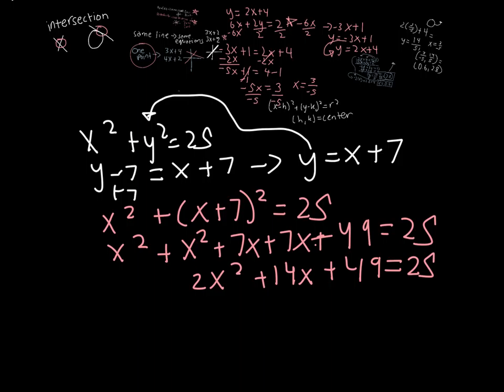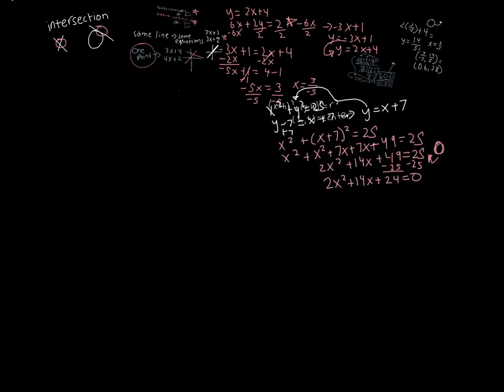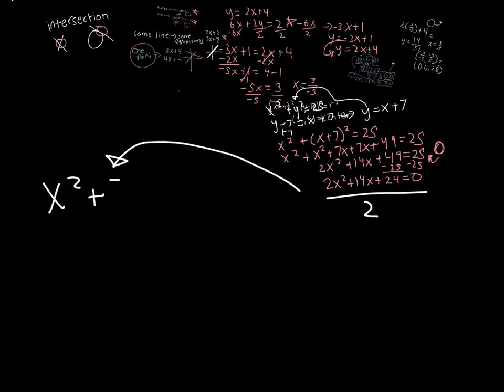So what you want to do is you want to have 0 on this side. So you have to subtract 25 from both sides. And you end up getting 2x squared plus 14x plus 24 is equal to 0. So then you can divide all of this by 2, so that it'll get into a simpler equation, which would be x squared plus 7x plus 12, which is equal to 0.